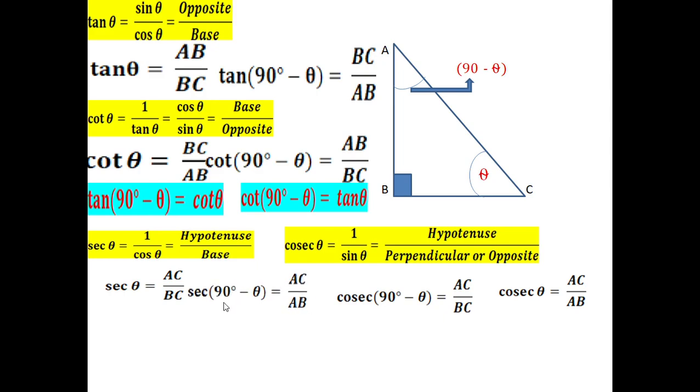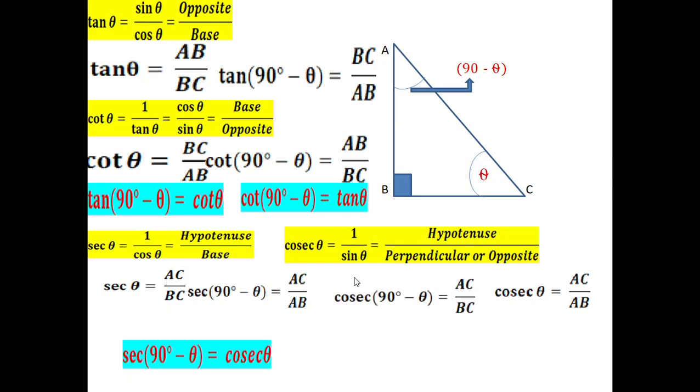Now here, sec 90 minus theta is AC by AB, and cosec theta is also AC by AB. So cosec 90 minus theta and cosec theta are the same. Thus we can write sec 90 minus theta is equal to cosec theta. Similarly, sec theta is equal to AC by BC, and cosec 90 minus theta is AC by BC. So both the ratios are the same, and we can write cosec 90 minus theta as sec theta.